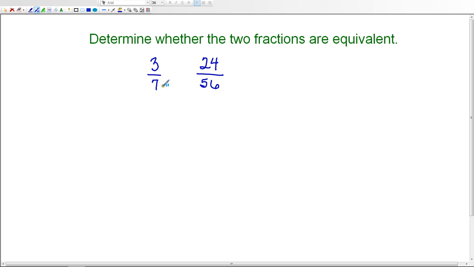Is there a greatest common factor for 3 and 7 other than 1? And that answer is no. So 3/7 is going to just remain 3/7 because it is in lowest terms already. 24/56. Is there a greatest common factor for 24/56? That answer is yes. And I know that the greatest common factor for these two numbers is 8.